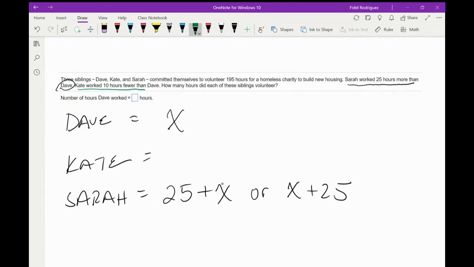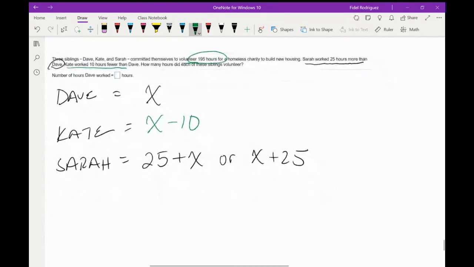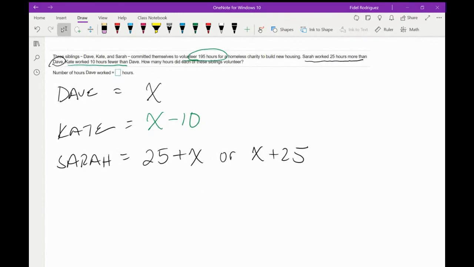Now it says Kate worked 10 hours fewer than Dave, okay? So again, we're talking about Kate's hours, but we're comparing them to Dave. It says she worked 10 hours fewer. So however many hours Dave worked, Kate worked 10 hours less than that. Okay? Now let's see, it says right here that they worked a total of 195 hours. Okay, so just like I said before, y'all, we have 3 people here. So as I'm doing my problem, when I write out my equation, I should see the letter X 3 times, okay?